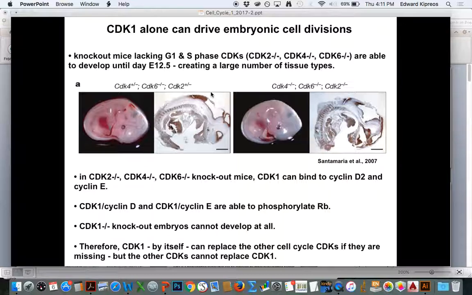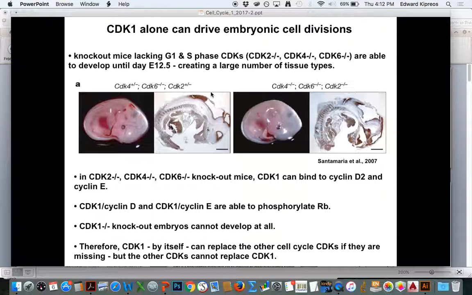So the way the story unfolds is that CDK1, even though it's not normally expressed at this point, can get expressed earlier, and it can bind to the G1 cyclins and the G1S cyclins to make a complex that it normally never makes. So CDK1, the mitotic cyclin, can now bind to G1 cyclins and G1S cyclins, and it can phosphorylate RB, liberate E2F, and do all those things that it's normally supposed to do. So CDK1 by itself can do the whole thing if it has to. You can't make a viable mouse, but you can get millions of cell divisions out of that.